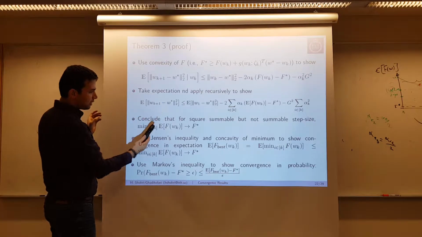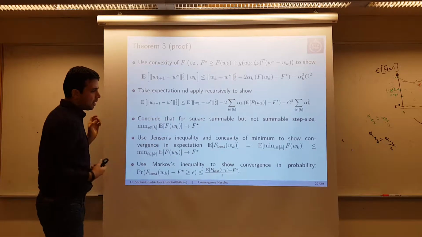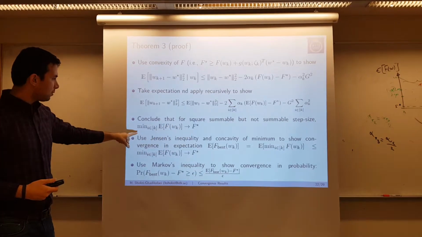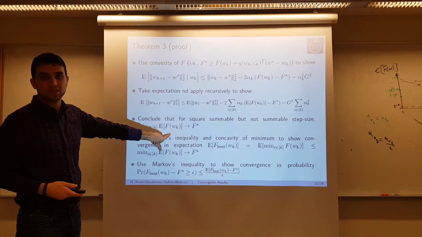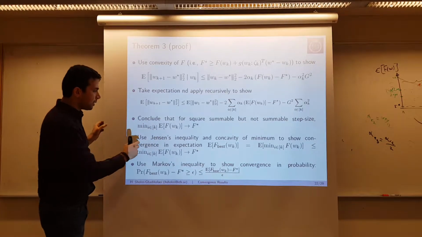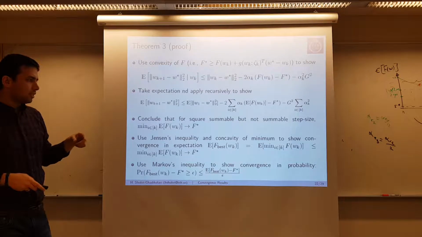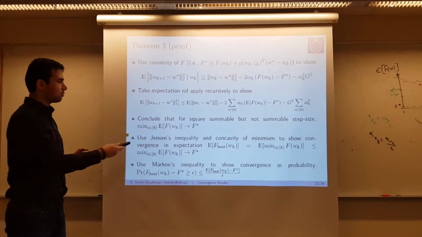Okay, so from this you can conclude something like that. So the minimum of expectation of fk will converge. But this is not f best so far. Why is it not f best? Because f best expectation should be here, right? So then you can use Jensen's inequality and concavity of the minimum function just to take it out, and that's it.